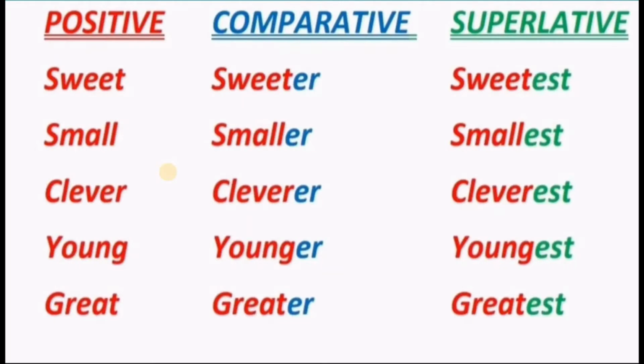Now, we'll see the chart, how it forms the comparative and superlative degree. Sweet, sweeter, sweetest. Small, smaller, smallest. Clever, cleverer, cleverest. Young, younger, youngest. Great, greater, greatest. Here we are adding ER to form comparative degree and EST to form superlative degree.